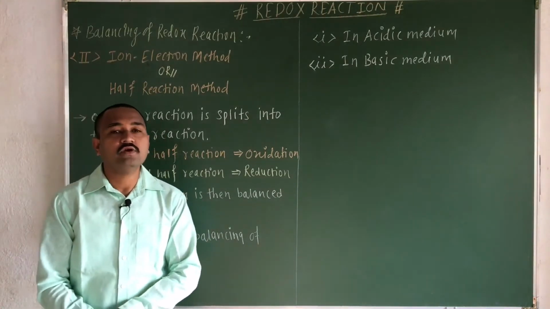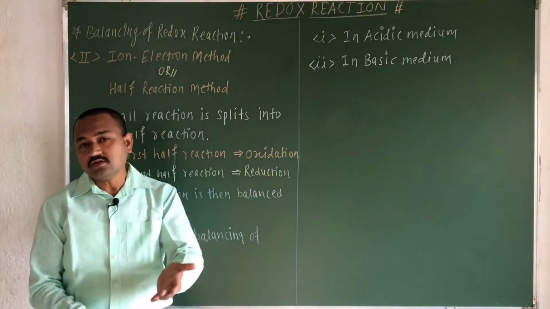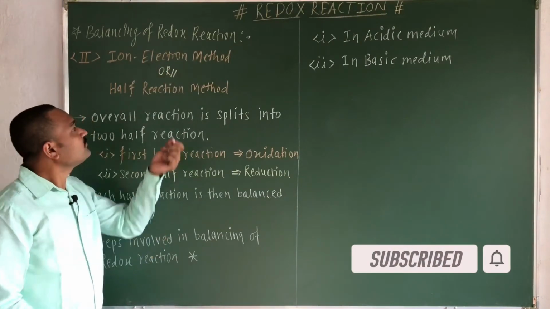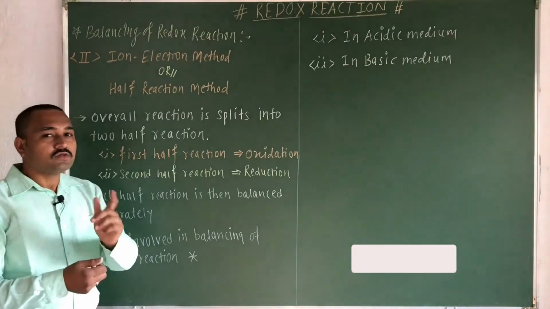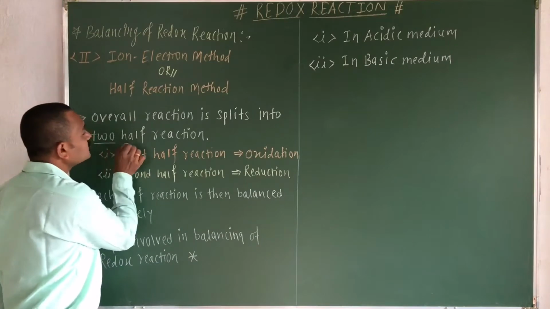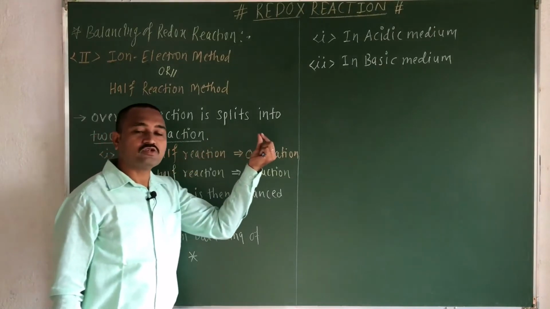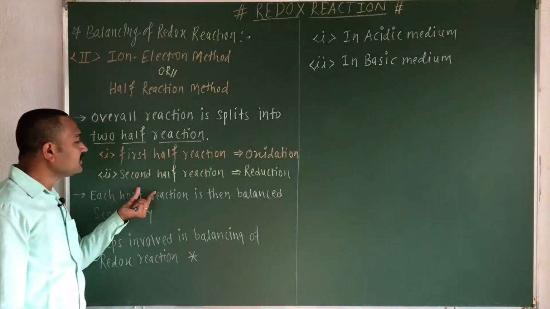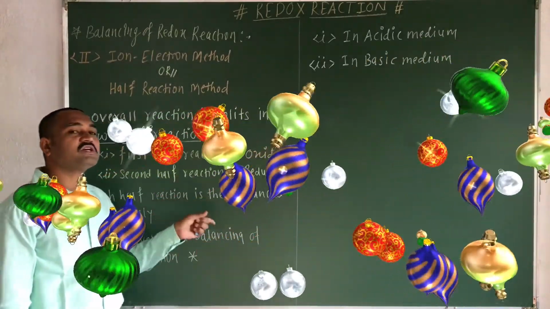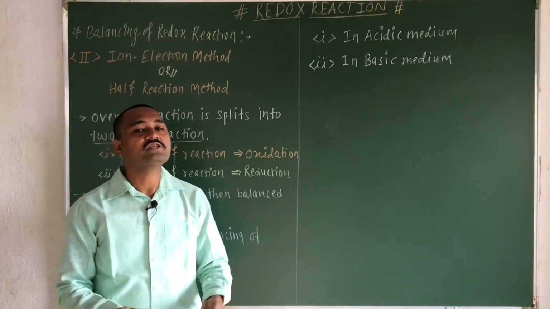Now in today's lecture we are going to start with balancing of your redox equation by using a second method, that is nothing but our ion electron method, or it is also known as the half reaction method. Remember, in this method the overall reaction is actually split into two half reactions. The first half reaction is your oxidation and the second half reaction is your reduction reaction. Again remember, each half equation is then balanced separately. In the previous method we have not split the reactions at all.